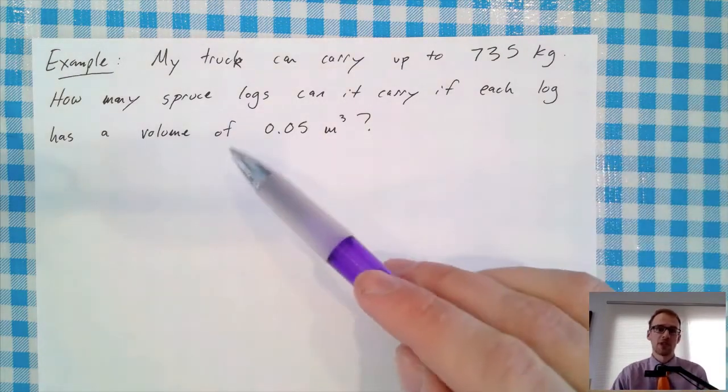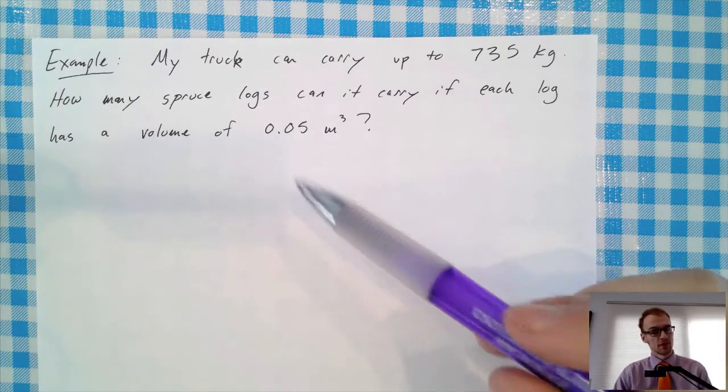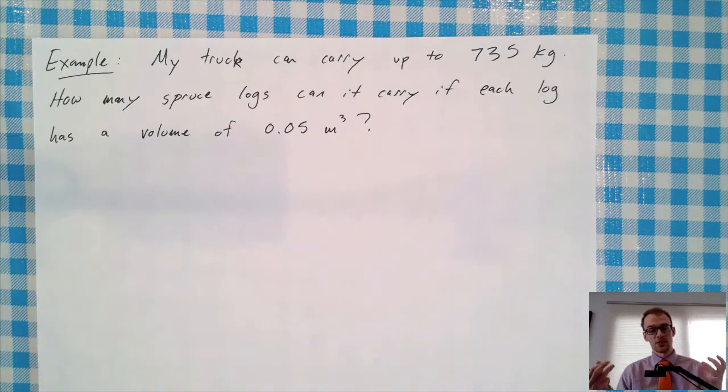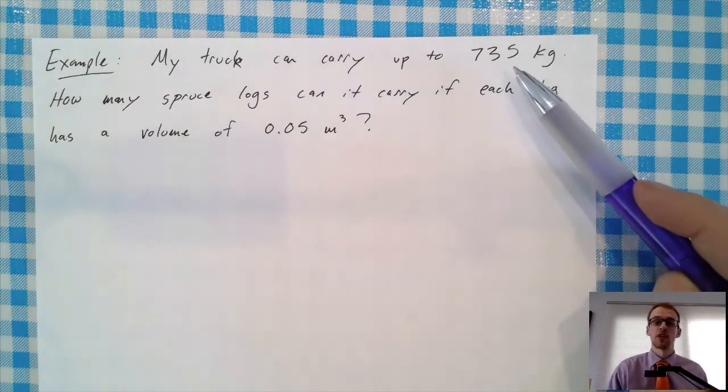Suppose I've already calculated this volume using maybe the formula for a cylinder, because a log looks like a cylinder, and you hopefully learned how to calculate the volume of a cylinder in that last lesson. Pi r squared height. So you could calculate the volume of a cylinder that way. And suppose you want to know how many of those cylinders you can put in your truck, which you know can carry this much weight.